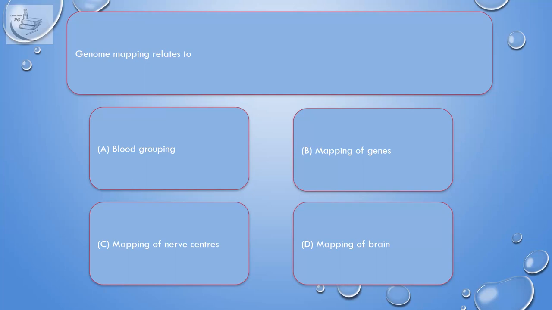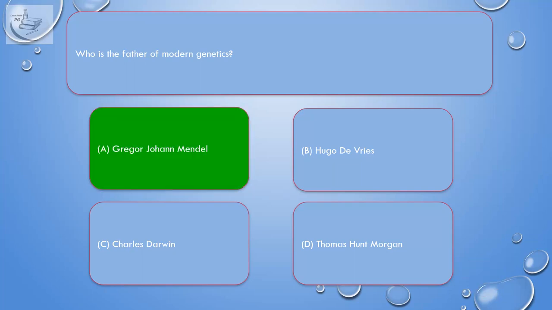Question: genome mapping relates to A. Blood grouping, B. Mapping of genes, C. Mapping of nerve centers, D. Mapping of brain. Correct answer is B. Mapping of genes. Question: who is the father of modern genetics? A. Gregor Johann Mendel, B. Hugo de Vries, C. Charles Darwin, D. Thomas Hunt Morgan. Correct answer is A. Gregor Johann Mendel.